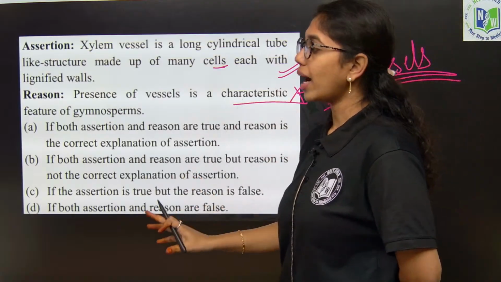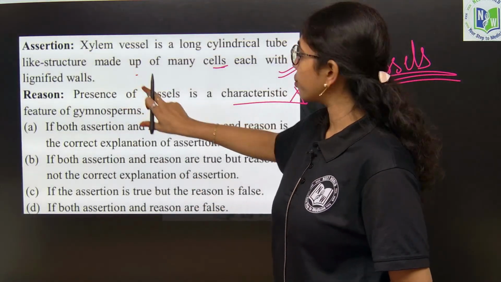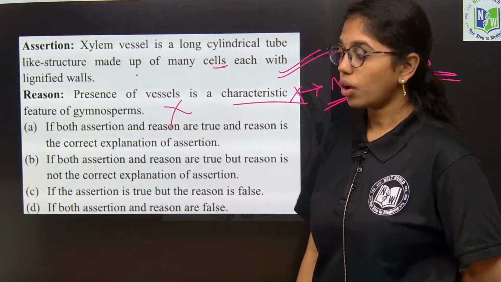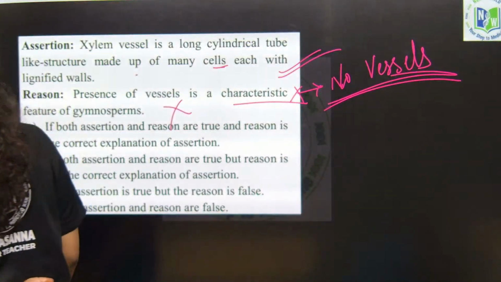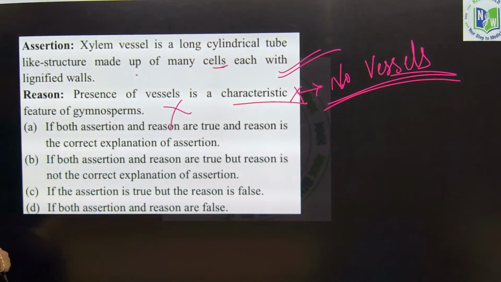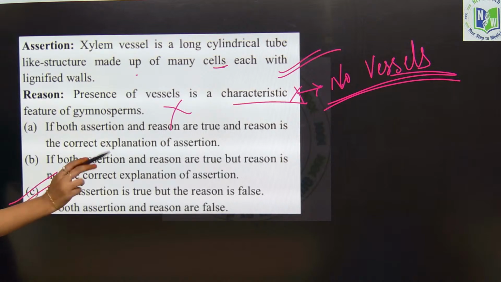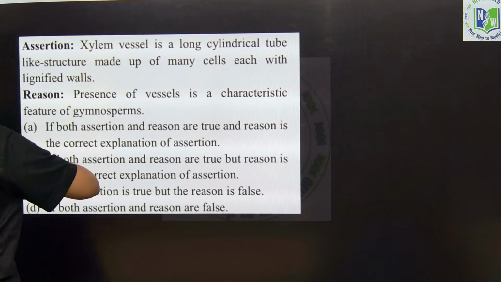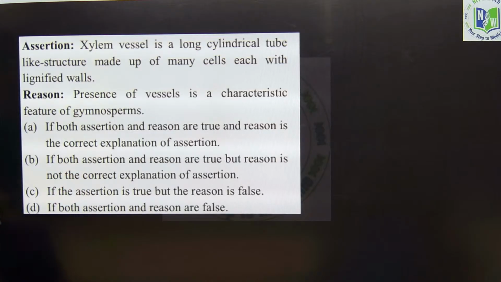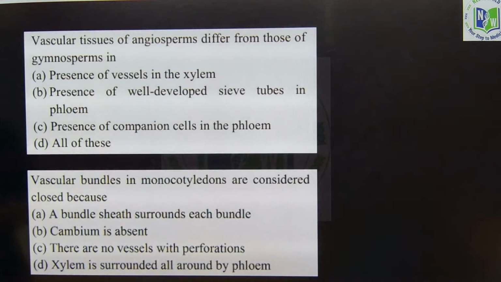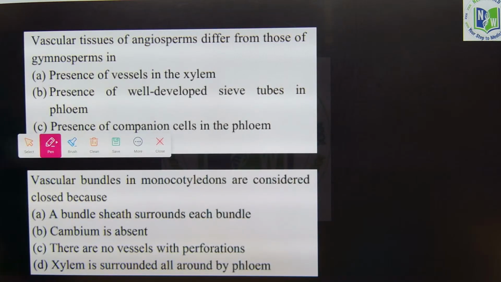So, here what you have to go through: assertion is true and reason is false. In that case, which option will be the right answer? Yes, the assertion is true and reason is false. Option C will be the right answer. Next question, look into it. This is about vascular tissues of angiosperms.